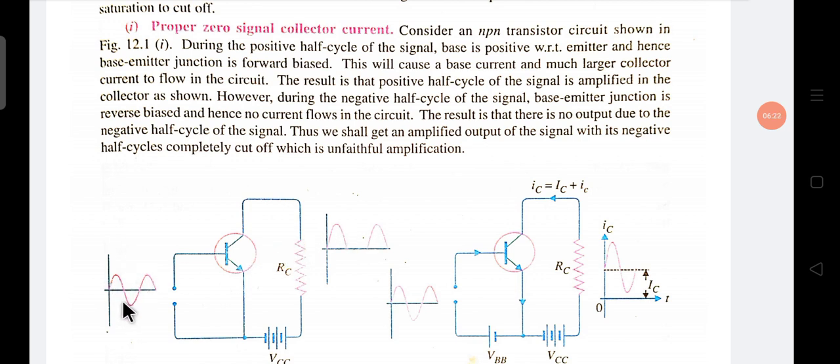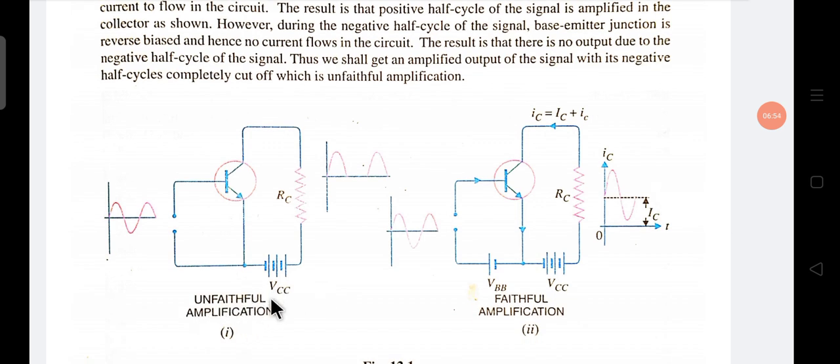But in the negative cycle, the input of the transistor circuit is reverse biased, and for this reverse bias there is no current flow in IC, because the transistor is in the off state. So for the negative cycle of the signal there is no amplification, that means there is no output signal. This is called one-part amplification. One-part amplification means only one part of the signal is amplified, and the other part is not amplified, or is suppressed.